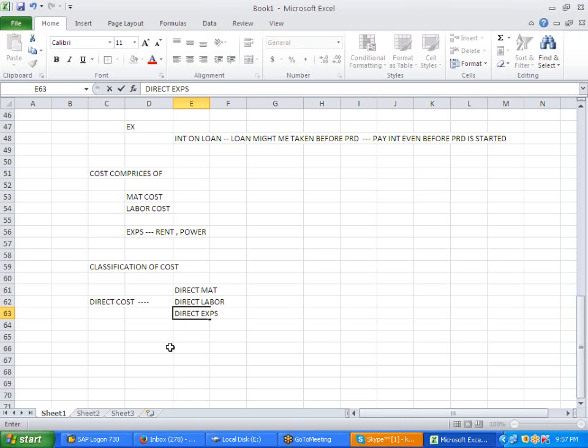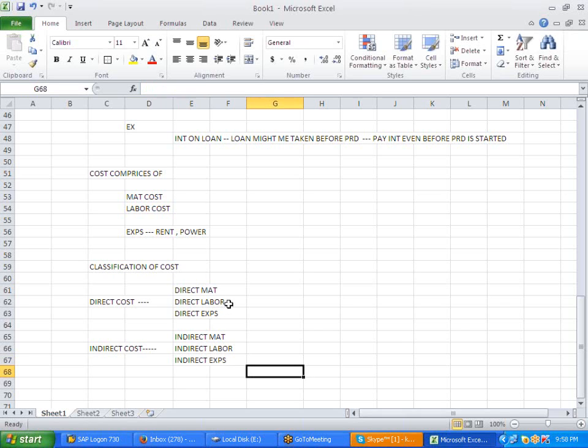Direct expenses, which are easily direct. These are directly related to that material. You are able to recognize that cost. The cost which you are not able to recognize, those are called as indirect costs. Indirect material, or your indirect labor, or your indirect expenses. We will see all this, examples of direct material, direct labor, direct expenses. I'm just giving you a gist on this before we get into product costing.